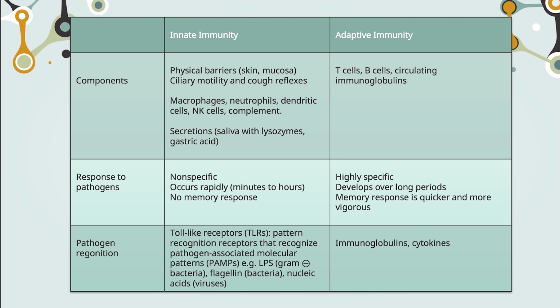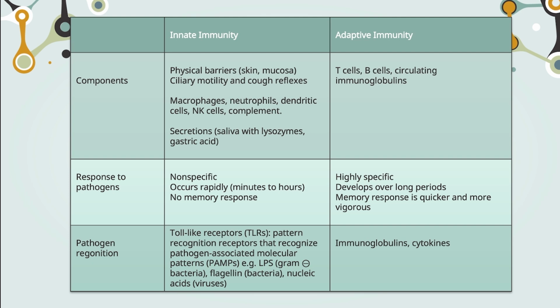Now, the cellular components of innate immunity are macrophages, neutrophils, dendritic cells, natural killer cells, and complement proteins. Similarly, we have secretions like our saliva, which contains lysozymes. Similarly, we have gastric acid secretions in our stomach, which protect our body from being invaded by the pathogens that we consume. Now, the components of adaptive immunity are T cells, B cells, and the circulating immunoglobulins.